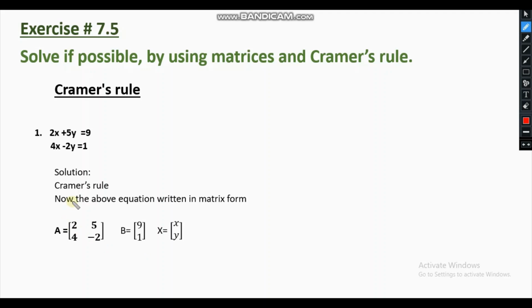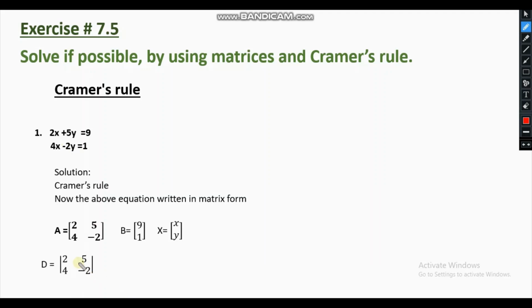First of all, we will form matrices in this method. We can represent the coefficients of x and y as they are, and x and y are the variables here. Now 9 and 1 are the right side elements, and 2, 5, 4, minus 2 are the coefficients of these variables. Now we will apply Cramer's rule.